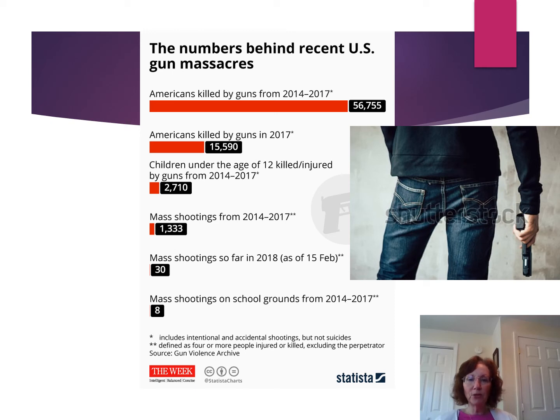Mass shootings from 2014 to 2017 is over 1,300. Mass shootings so far in 2018 have been 30. Mass shootings on school grounds from 2014 and 2017 have been 8.